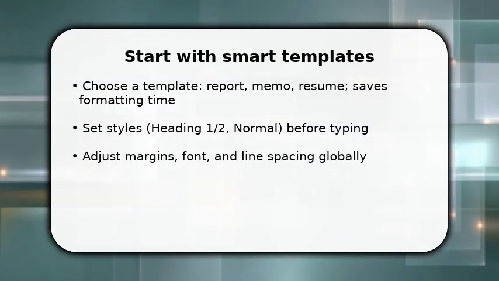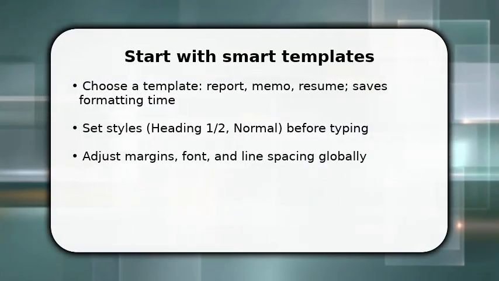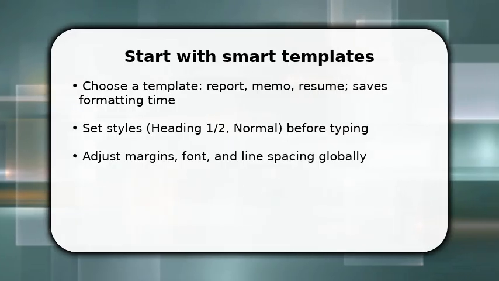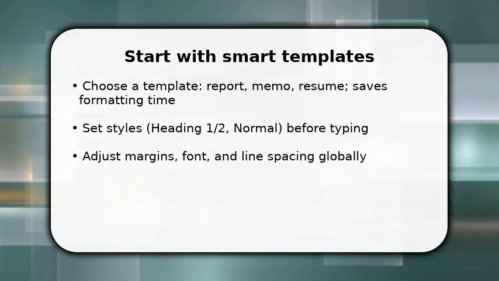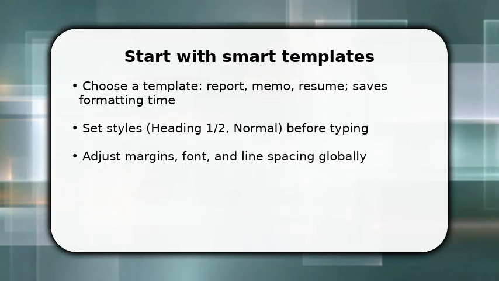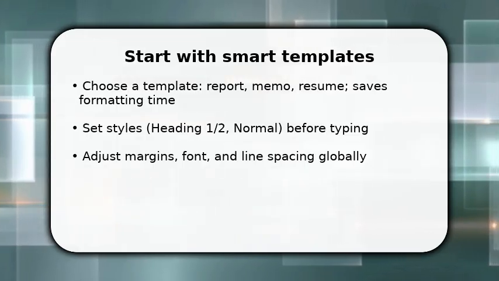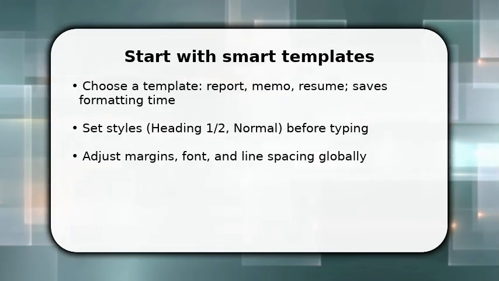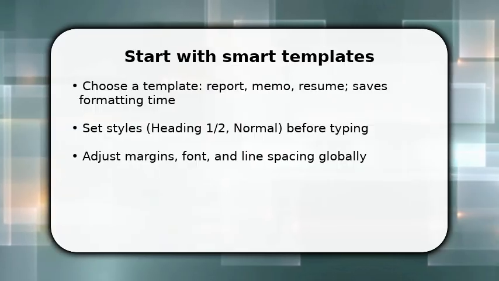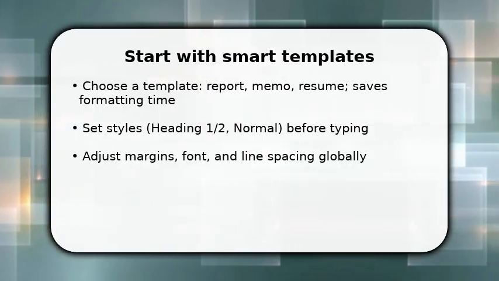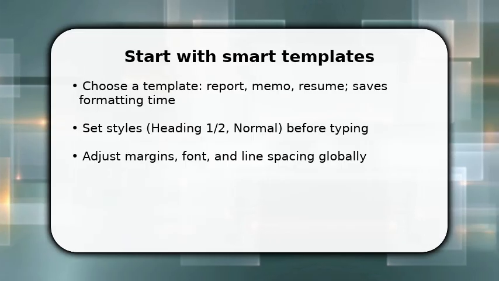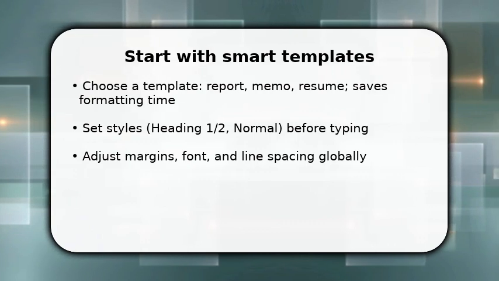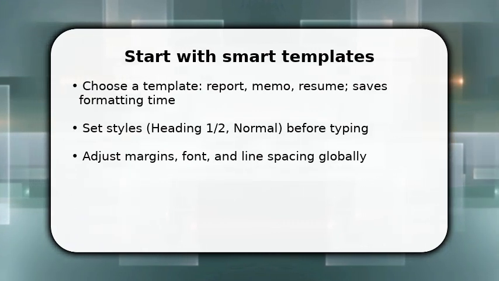You begin by choosing a template that matches your goal. This gives you consistent structure instantly. Next, set and modify styles, Heading 1, Heading 2, Normal, so changes propagate automatically, which saves edits later. Once done, adjust margins, font size, and line spacing globally to match formatting requirements. That prevents manual fixes on each paragraph. By doing these first steps, you reduce rework, make navigation easier, and prepare the document for efficient editing and review.